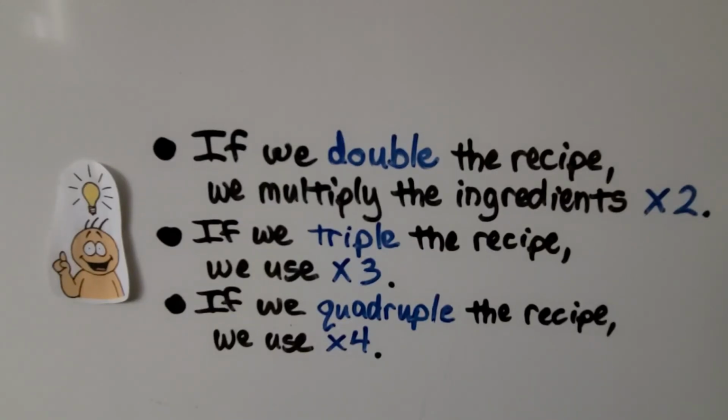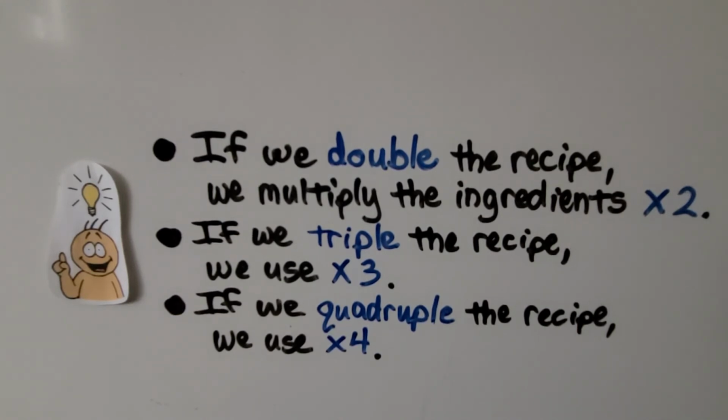If we double the recipe, we multiply the ingredients times 2. If we triple the recipe, we use times 3. And if we quadruple the recipe, we use times 4.